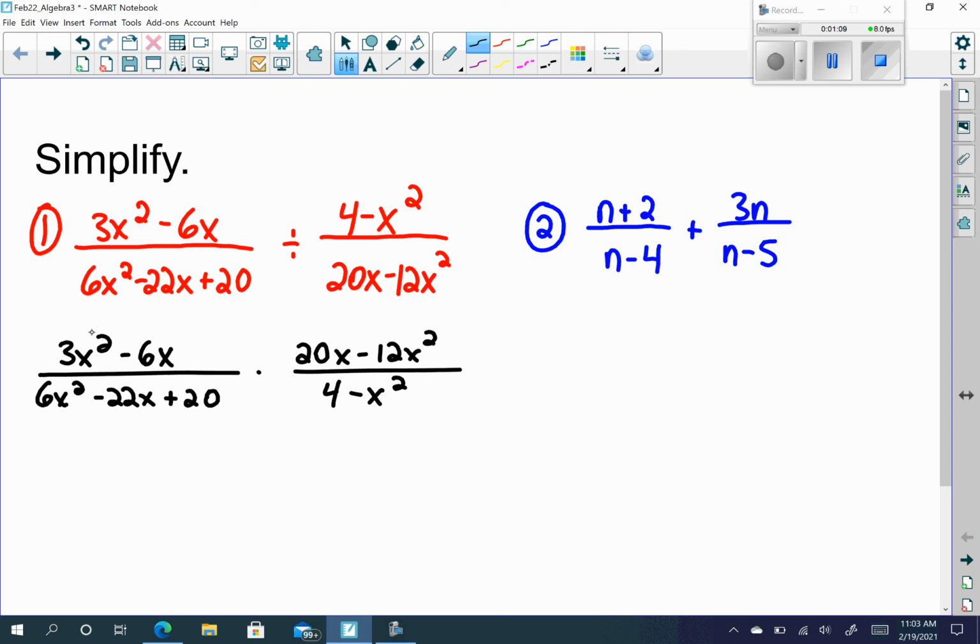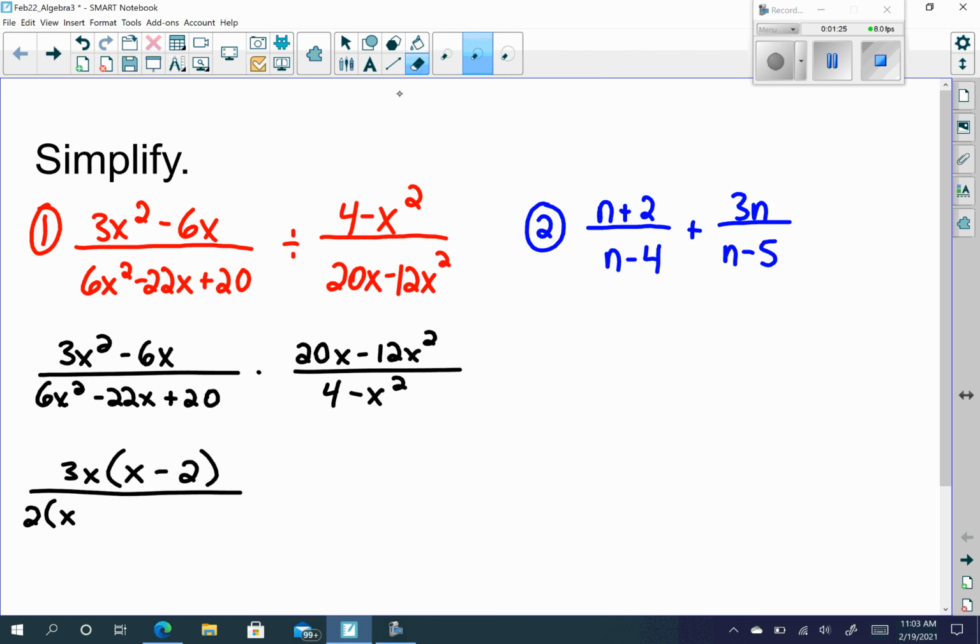So to factor my first numerator, there is a GCF. Always look for a GCF first. There's a GCF of 3x. What's left? X minus 2. In my first denominator, there's a GCF of 2, so I want to factor that out. So next we're going to have 3x squared minus 11x plus 10. My second numerator, there's a GCF of 4x. What's going to be left?